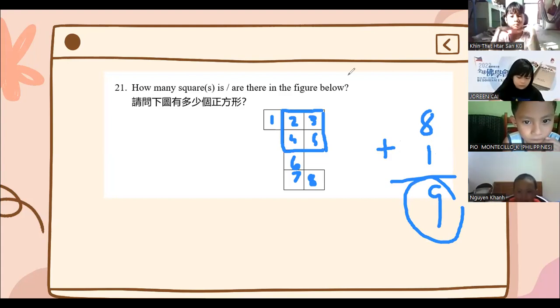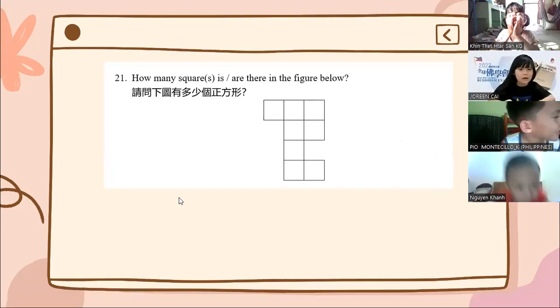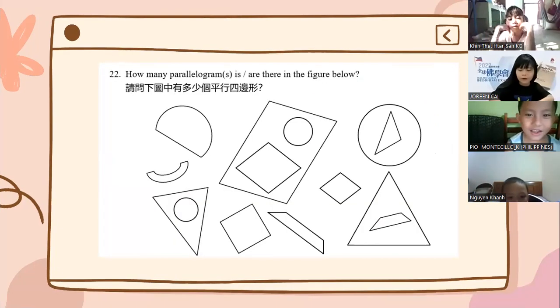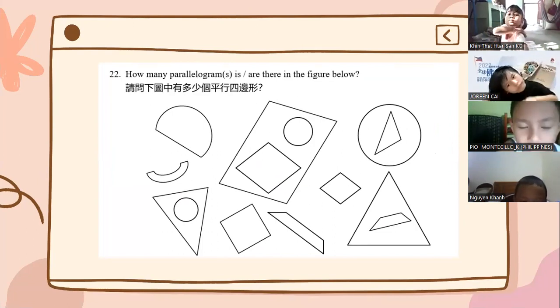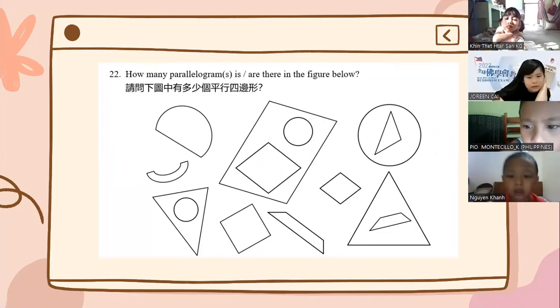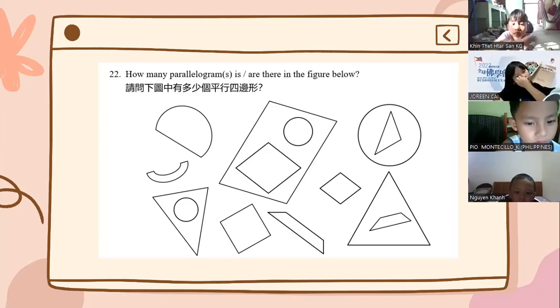Okay. 9. Correct. How about question number 22? How many parallelograms are there? But first, what is a parallelogram? Do you know what that is? Four sides. Very good. It is a polygon, a shape that has four sides. You have to know that first before you can answer this, right?